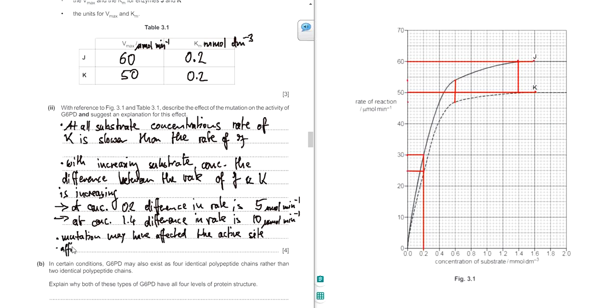Actually, that works. So the affinity of enzyme K is lower than J, which means we have a slower rate of reaction in K. All right, let's move on to part B.